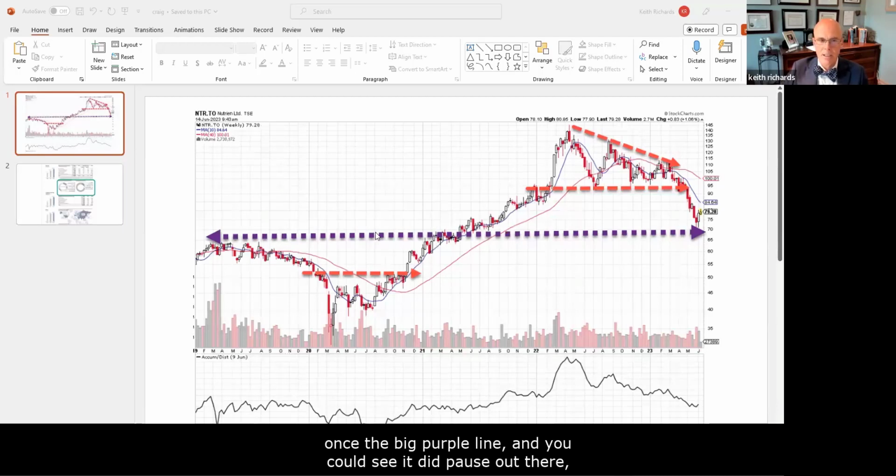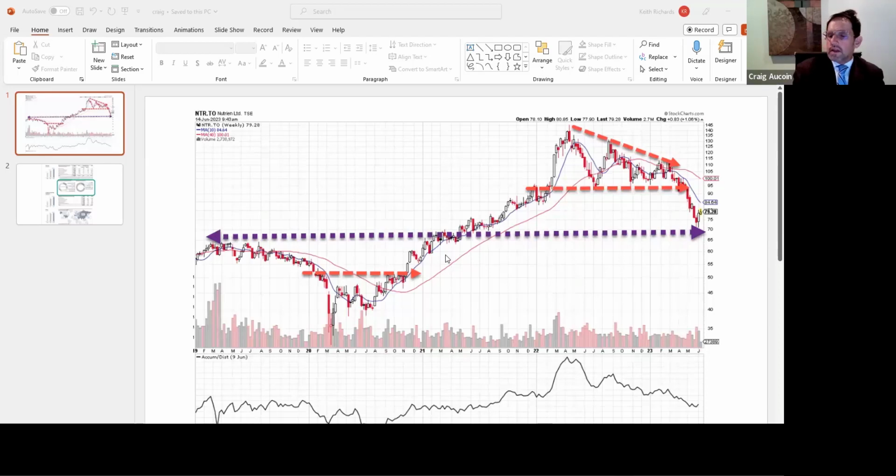But yes, once the big purple line was busted, and you could see it did pause out there, we got very committed to the stock. I think we started off at 2% and moved our way up to 8 or something like that, right? At that point, we had more confidence in it.